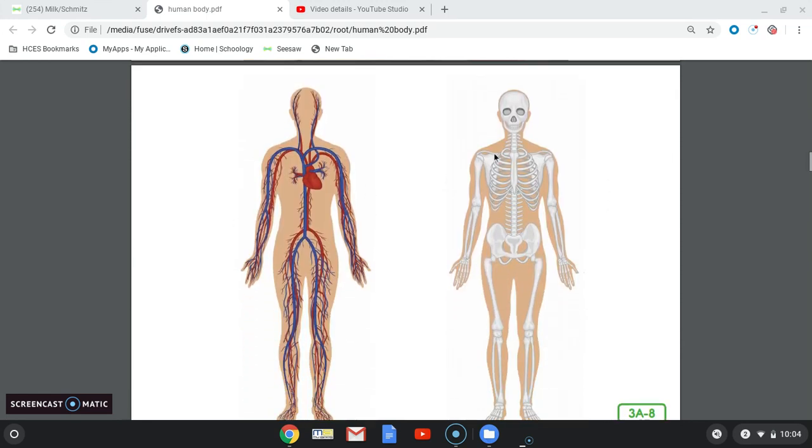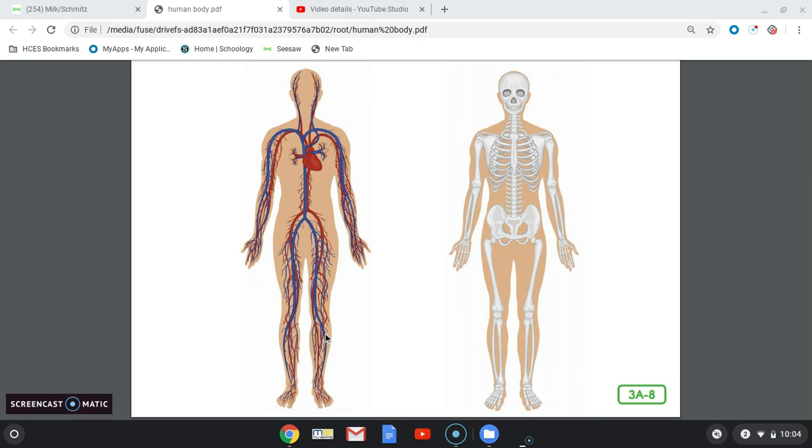Here we have the skeleton and the circulatory system. What do you think connective tissue does? It connects. That's what it does. It connects. Connective tissue supports the body and binds other tissues together like glue.